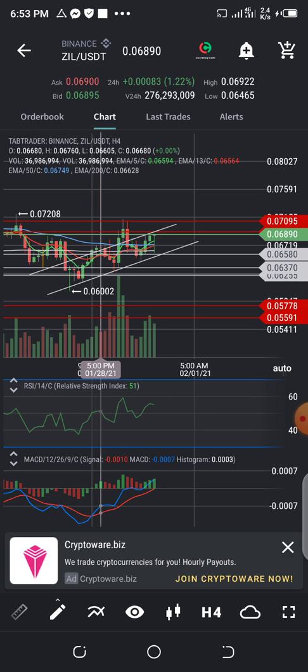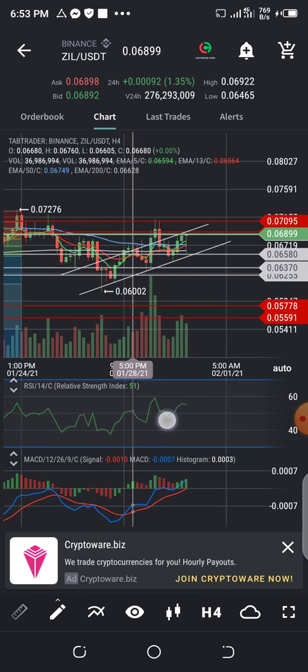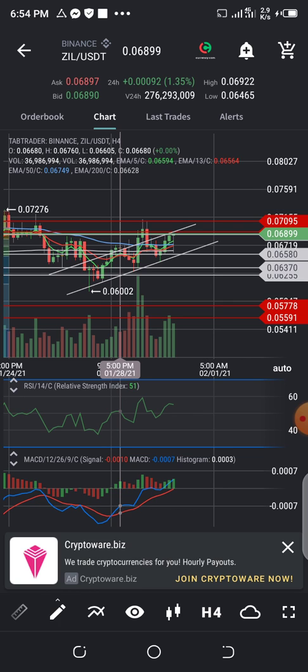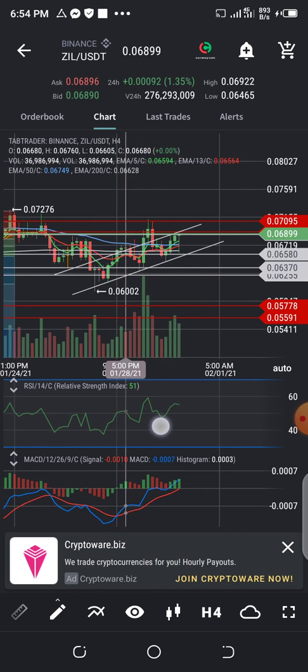All right. So RSI is also known as a momentum oscillator. It helps to measure the momentum of the price.